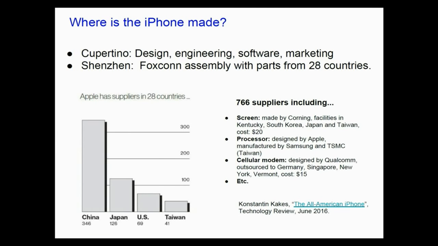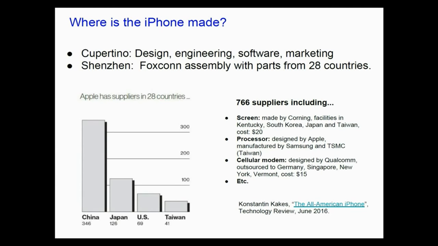Where is an iPhone made, right? Well, in Cupertino, they do all of the software, all the design, the marketing, the branding, all these things. And in Shenzhen is where the phone is actually assembled. So the Apple folks in Cupertino send the plans and the software to Shenzhen, and then they put together a phone. They have parts from 28 countries and 766 suppliers.